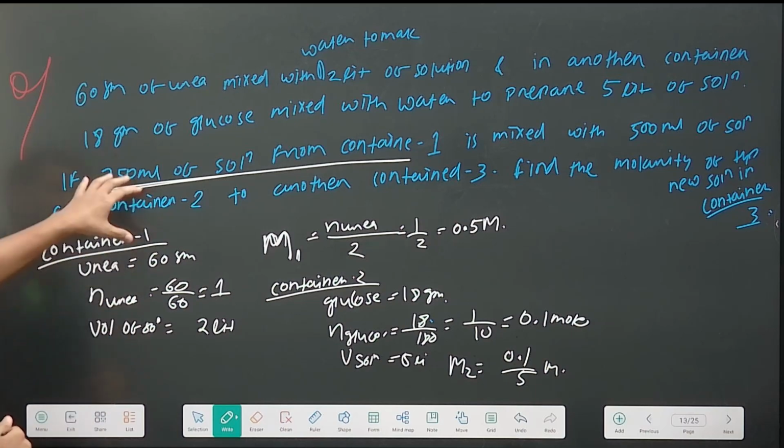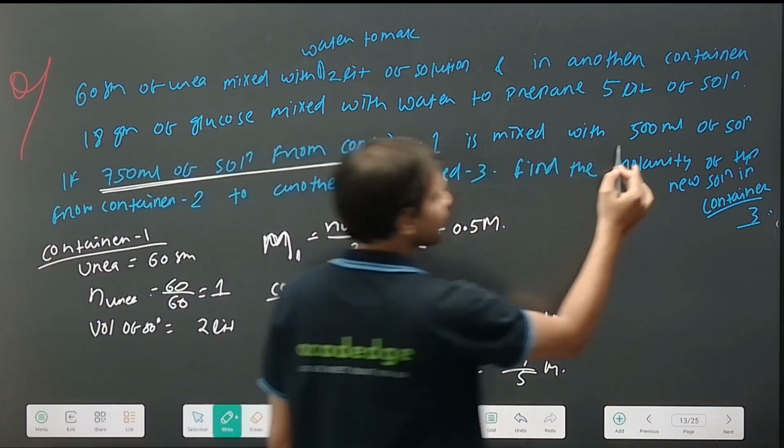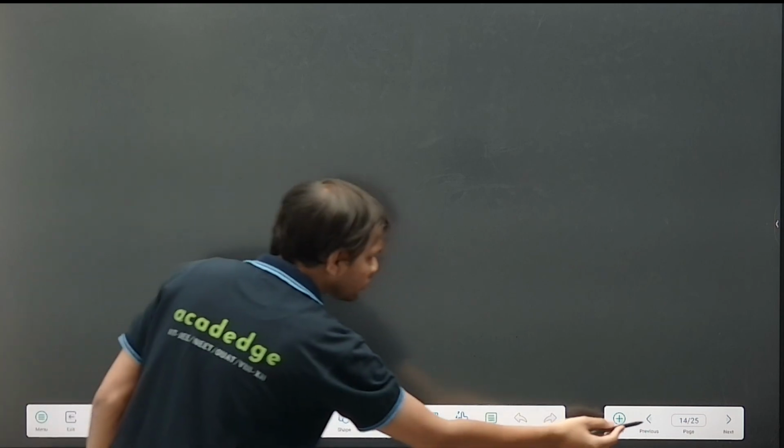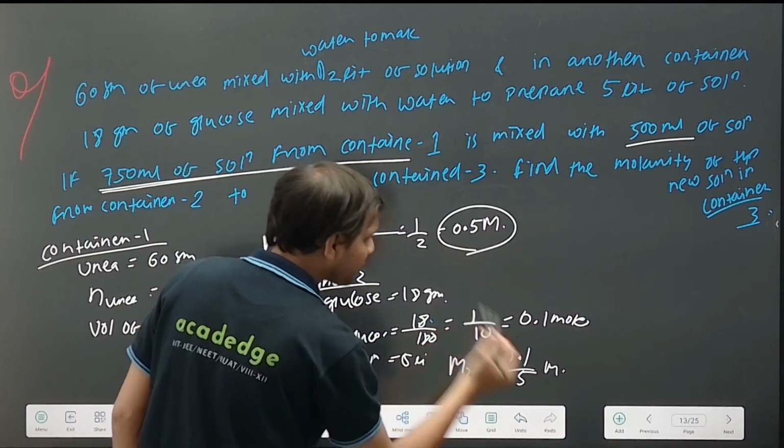I took 750 ml from container number 1, and from container number 2 I took 500 ml. So let's solve it with the unitary method first. If I'm talking about container number 1, that is 0.5 molar.